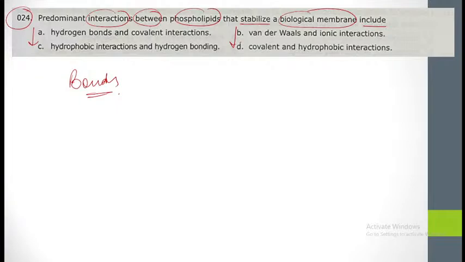4 options. First option is hydrogen bonds and the covalent interaction. Second option is van der Waals forces and the ionic interaction. Third is hydrophobic interactions and hydrogen bonding. And the fourth option is covalent and the hydrophobic interactions. Get the answer for this question, everyone. Quickly mark the answers. Then we'll solve it out together.